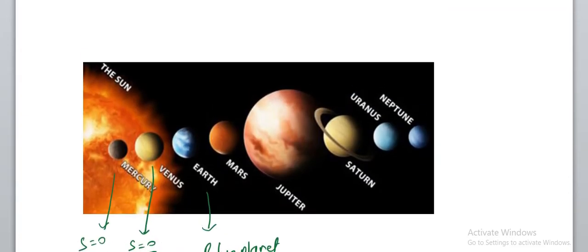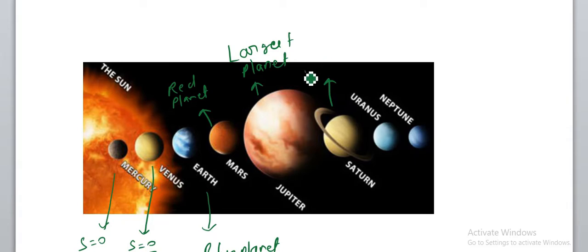Then Mars, we all know that Mars is called as red planet. Jupiter is the largest planet. Saturn is having maximum number of satellites. Okay, so it is around 19 satellites it is having.